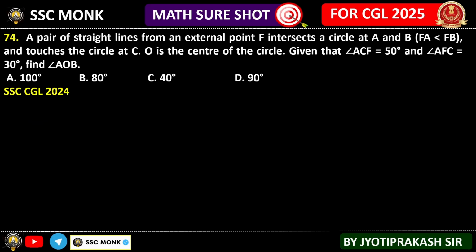Next, a pair of straight lines from an external point F intersects a circle at A and B. FA is less than FB and touches the circle at C. Now you need to understand the language. So this is a circle. This is a point F. Now there are two straight lines. First straight line is intersecting the circle at A and at B.